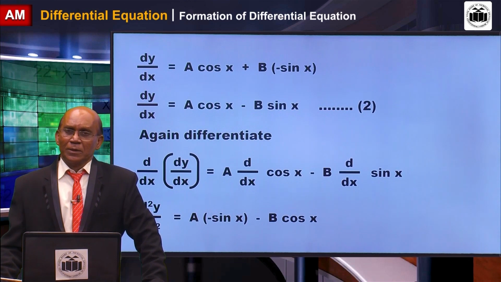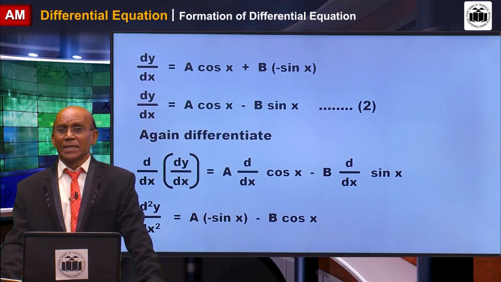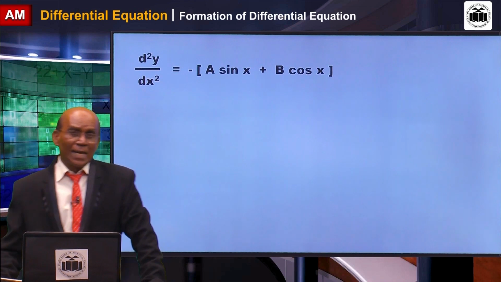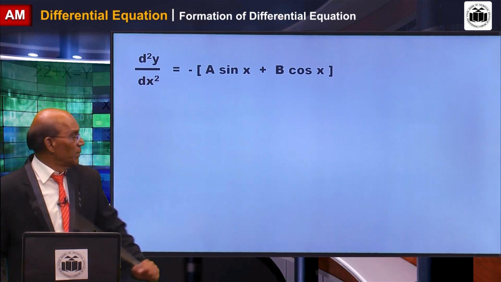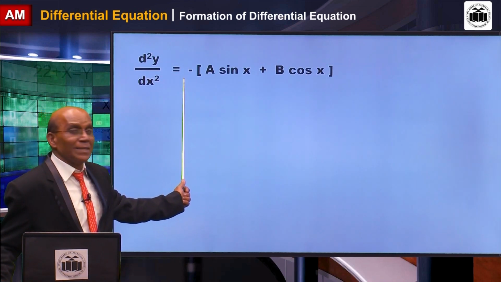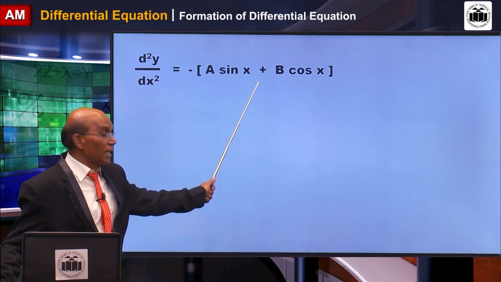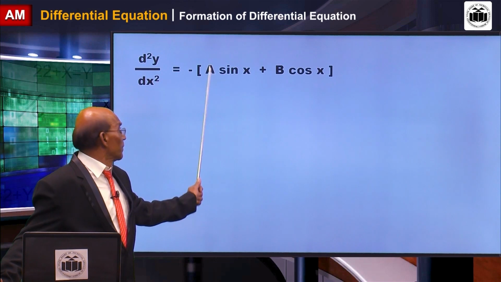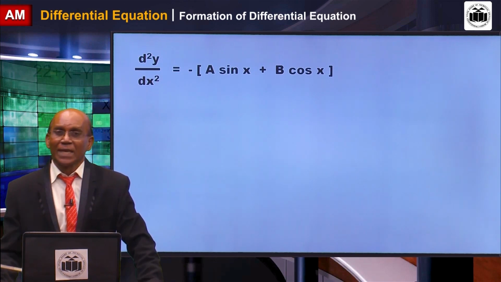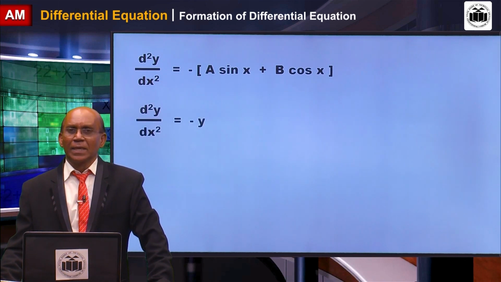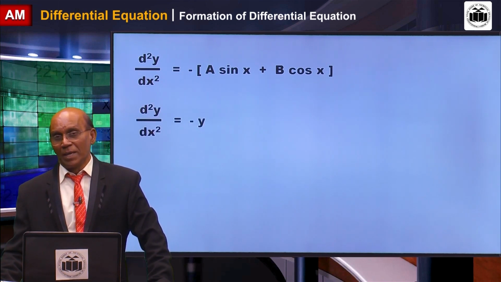So therefore d square y by dx square equals a into minus sin x minus b cos x. If we take the minus sign common here, why? Because there are two minus signs inside the bracket. The first term is negative, the second term is negative. Again students make mistakes here also. If we take the minus sign common, then we can write it as a into minus y.